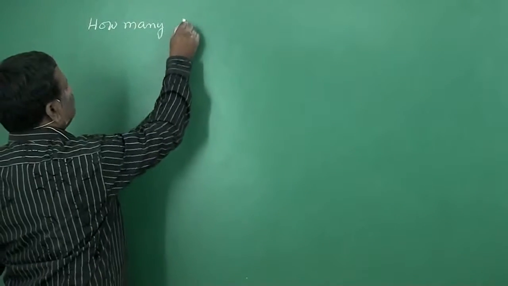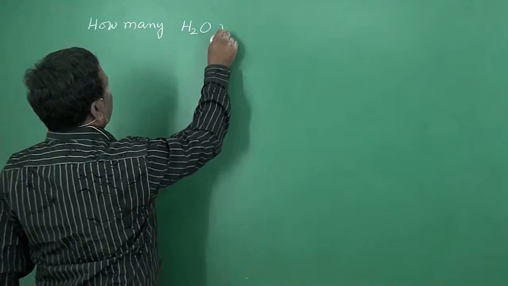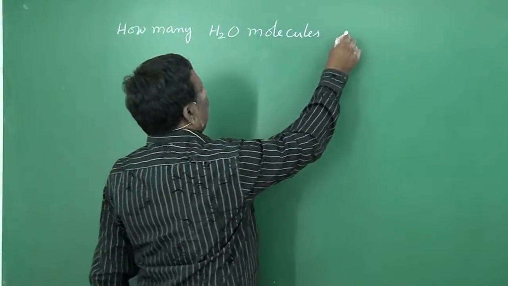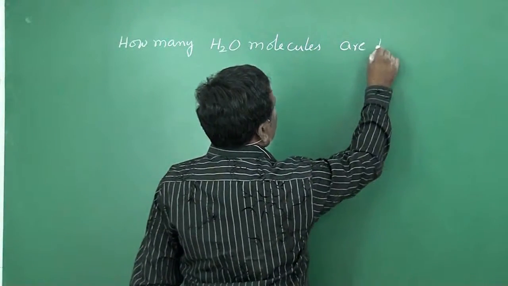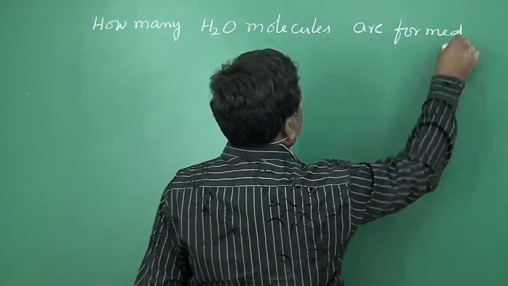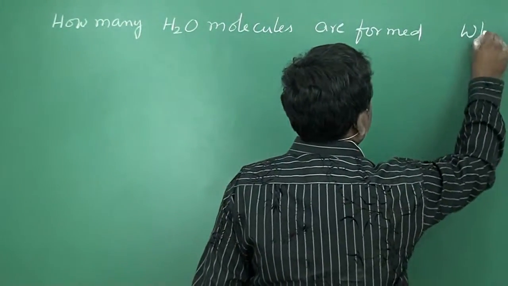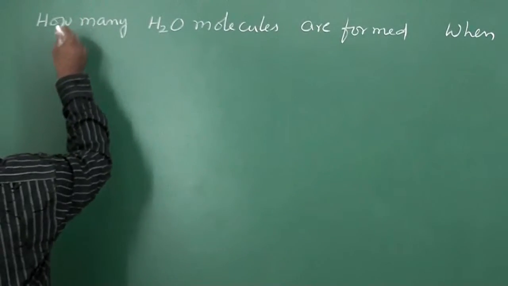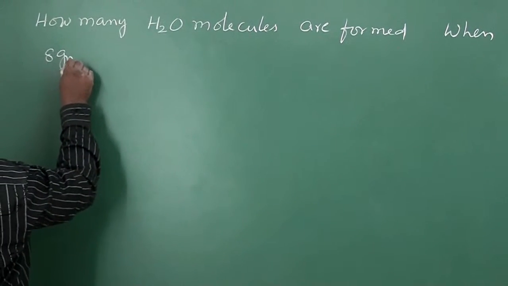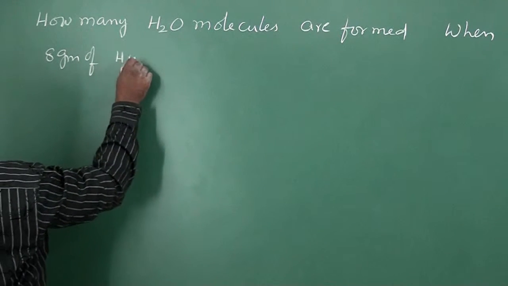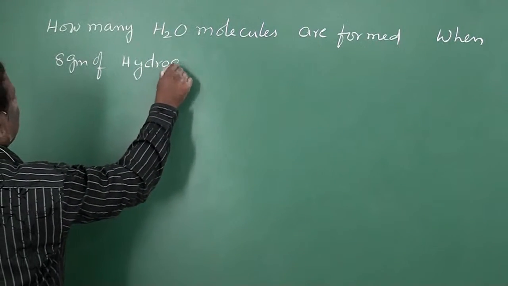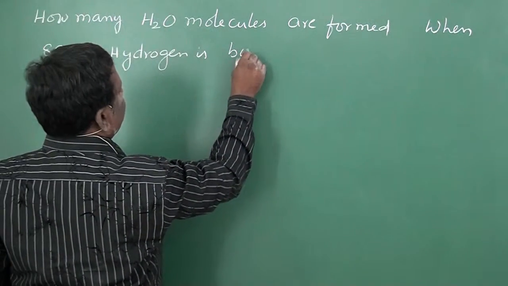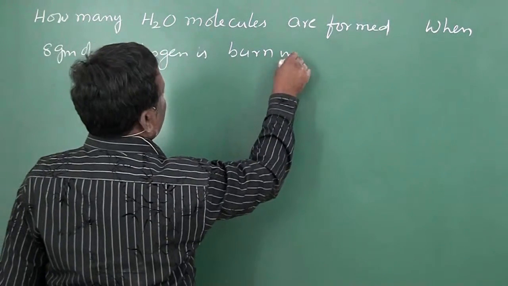How many H2O molecules are formed when 8 grams of hydrogen is burned in oxygen.